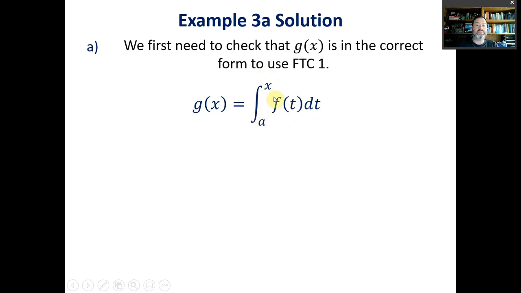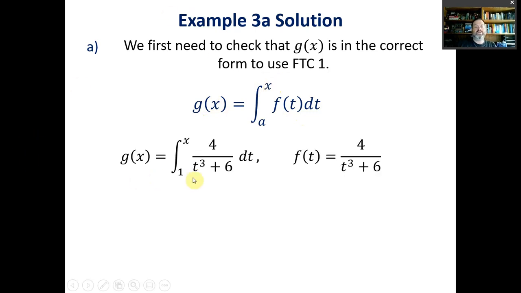Now, the letter names don't matter. This has to be a number. This has to be a variable, any variable name. And these can be any variable name, but they have to be the same variable name. And this letter has to match this letter. That's it. That's all we need to check. So we clearly have that. Here, a is 1, x is x, and the function f of t is 4 over t cubed plus 6. That's our function.